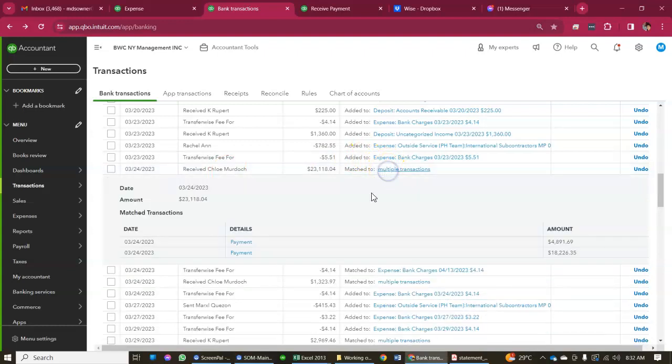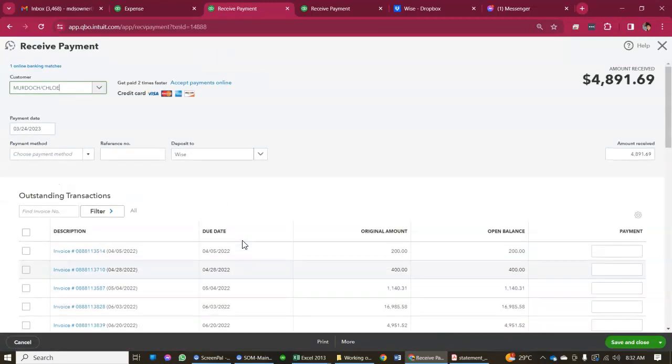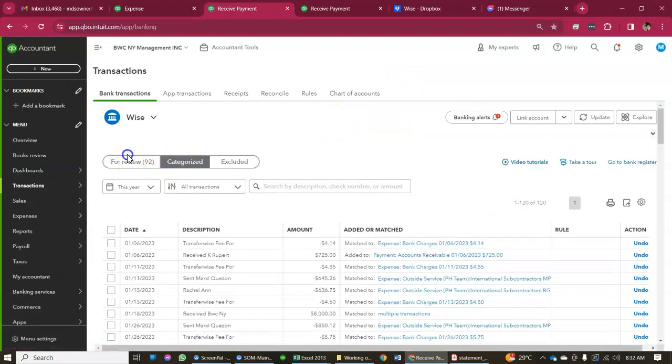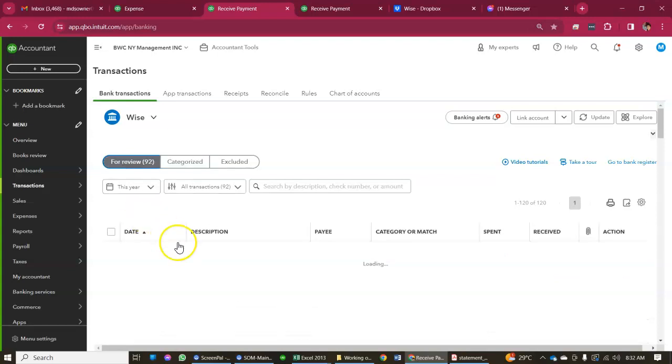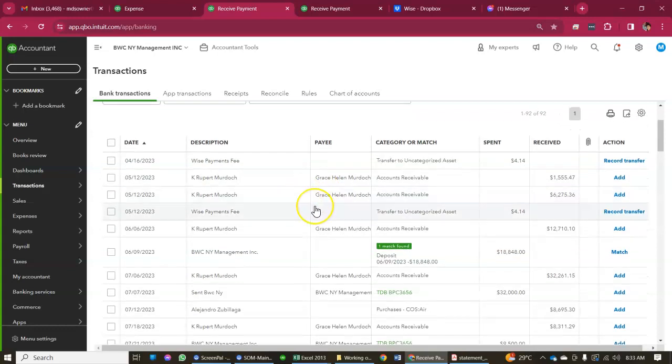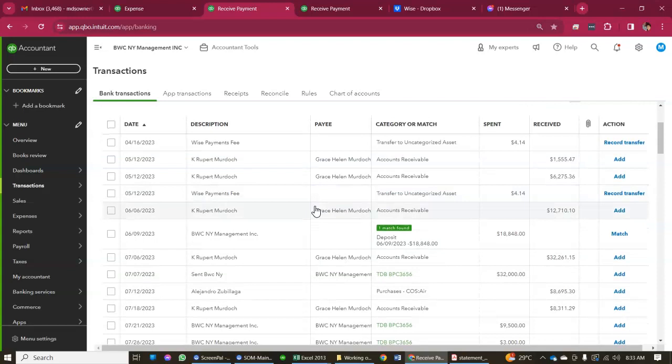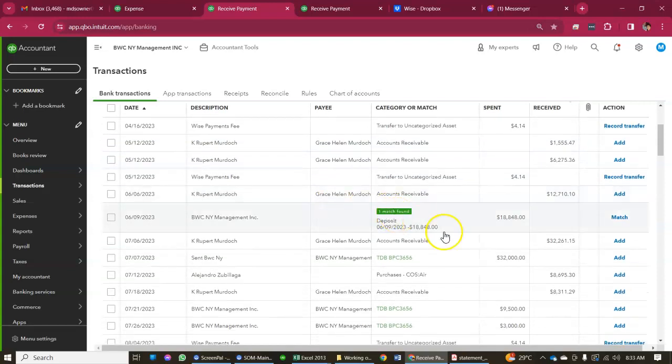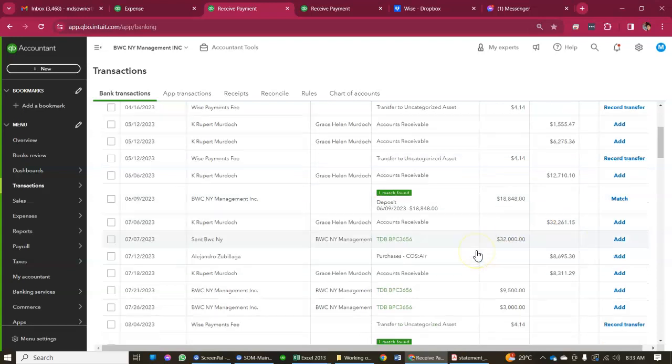Okay, so if that is the description, the accounts receivable must be accounted under Murdoch or Chloe. Okay, so that one that we have just recently entered with the description K Rupert, that is for the Grace Helen. Okay, that's it. And for the other, like this, yeah, this one is Grace Helen, also Grace Helen, just put accounts receivable with that. And this, try to just click match for that.